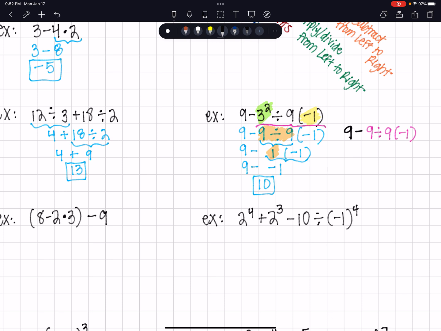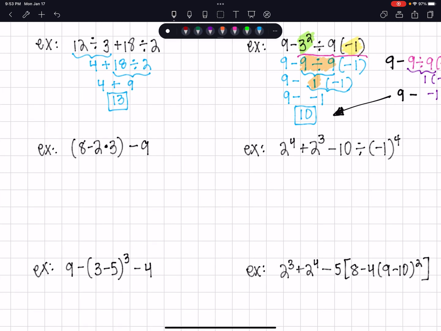So that's a multiplication and division from left to right. I'm going to use some purple here. 9 divided by 9 is 1. So this right here is 1. And then 1 times -1 is -1. And then remember, we still have 9 minus. And then 9 minus -1 is 9 plus 1, which is 10.